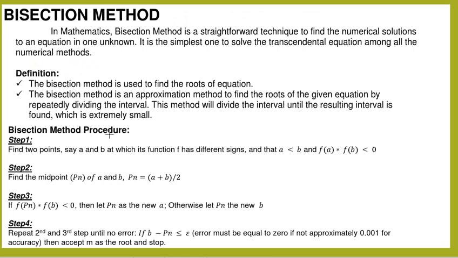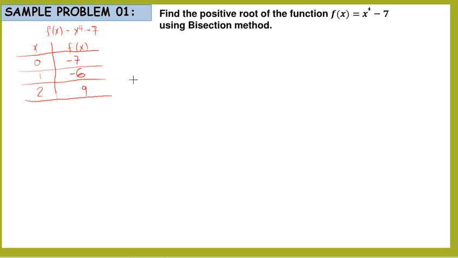Kaya pasok tayo dito sa bisection method procedure na function of A multiplied with function of B is less than 0. Okay? So ang kukunin natin ngayon dito, yung first point natin is 1. So let's say A is equal to 1 and yung B natin is equal to 2. So A is less than B. That is correct. Function of A multiplied by the function of B is less than 0. Correct din. So pasok tayo doon sa limit ng ating bisection method. Okay? So ito yung step 1 natin.